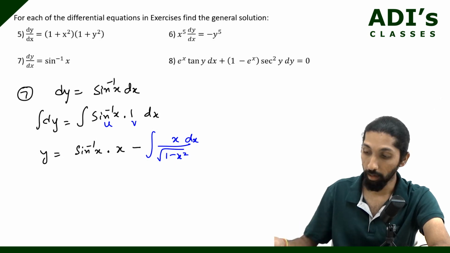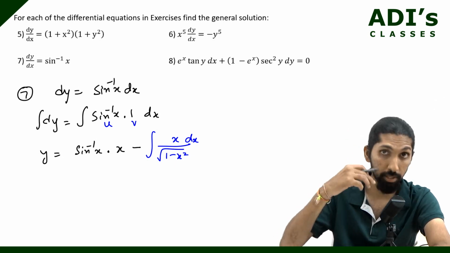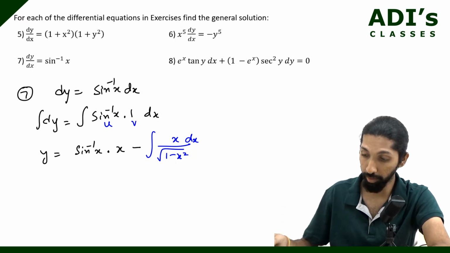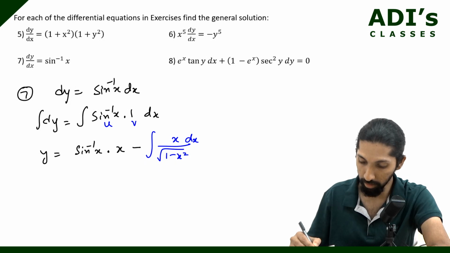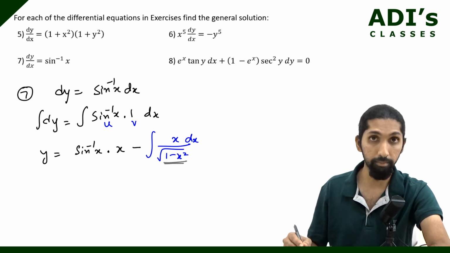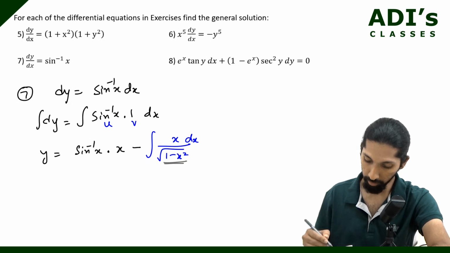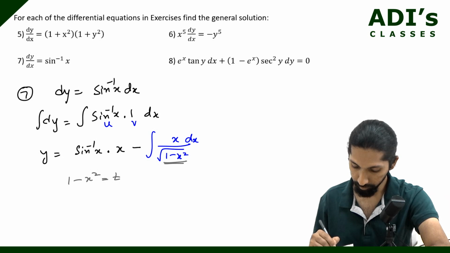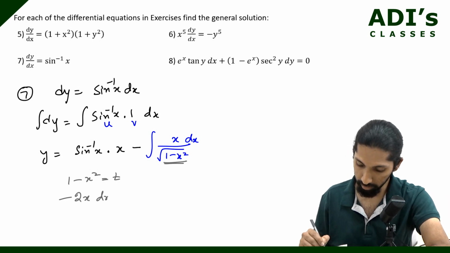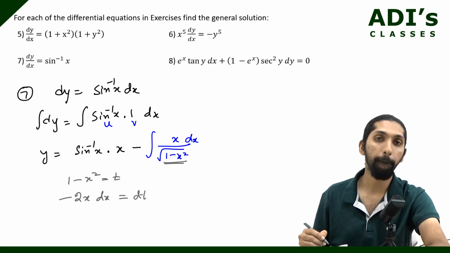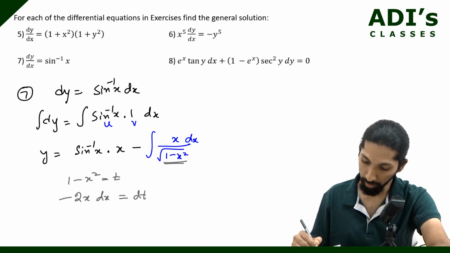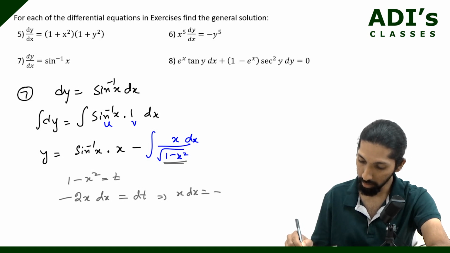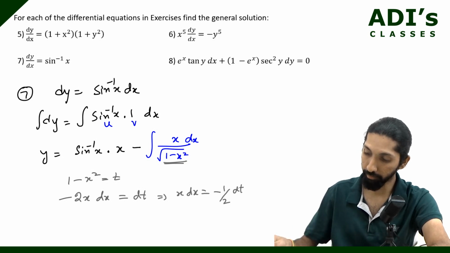Understood? Now, here we need to do the substitution method. Very, very simple. Again, what do we do here? In this case, the denominator we will take as t. That means we are going to take 1 minus x square as t. Then minus 2x dx is equal to dt, correct? So what do we have? We have x dx is equal to minus 1 by 2 dt.